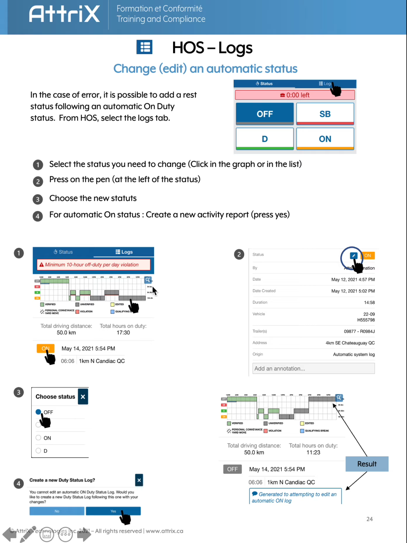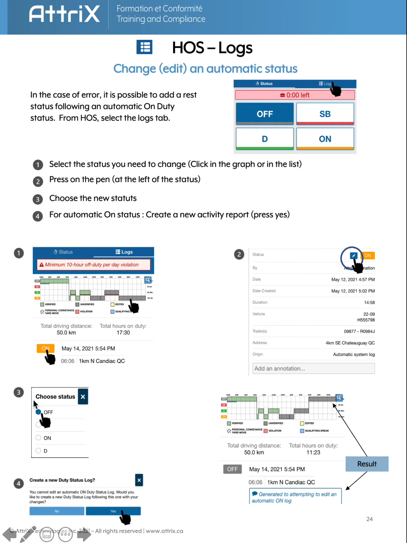Now you guys have 2 options. You select on the graphic or your status, both work. You're going to click on it. Once you selected your status here, you're going to have this little pen beside your on duty. And you can see that my duration of on duty has been 14 hours and 58 seconds. So I want to switch this on duty to off. Really simple. You click on the pen.